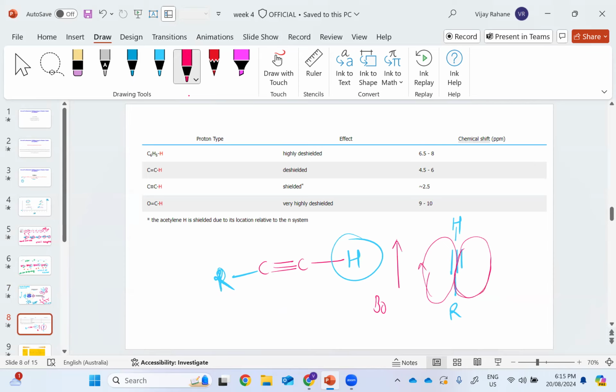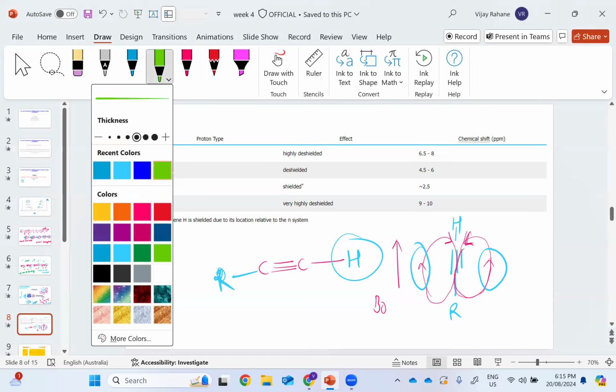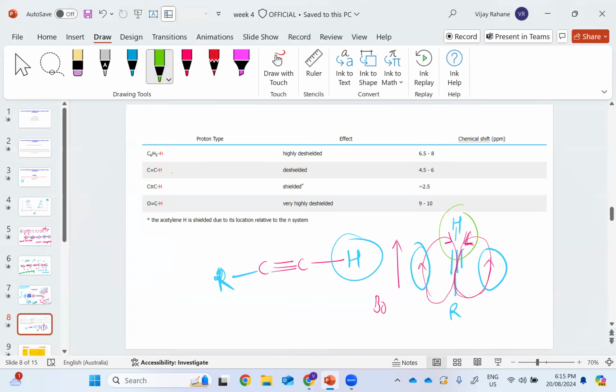So the direction will be in this manner. But here, they are in the shielded zone, and the zone, this blue one, this region with this shielding zone, and this zone here above and below, it is like a shielded zone. Here more and more the density will be higher. So that's the reason these protons show some lower delta value than it should be.